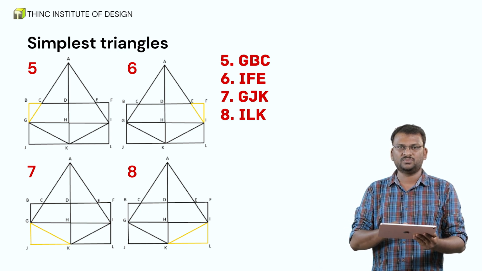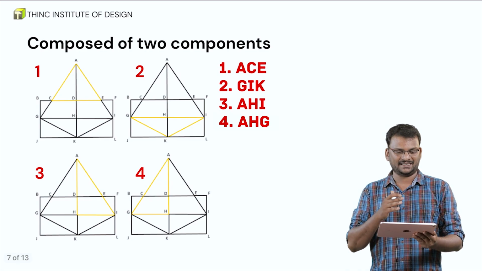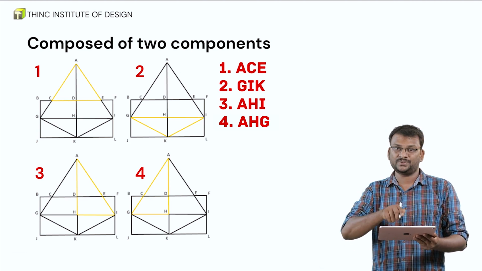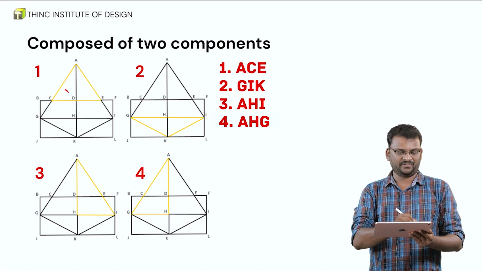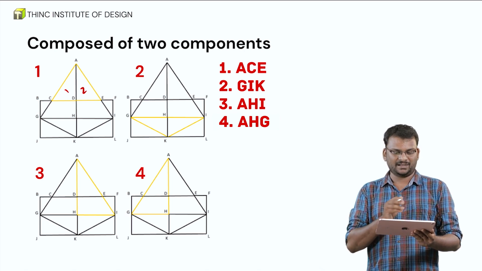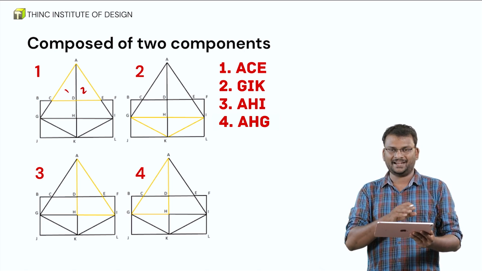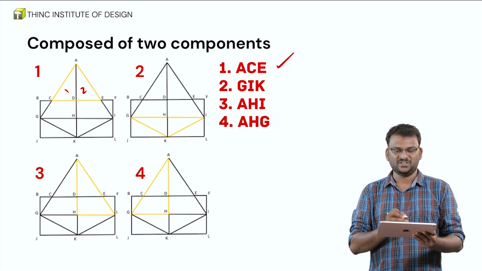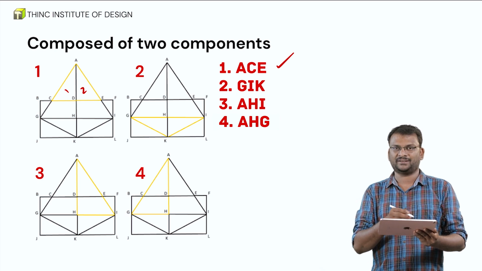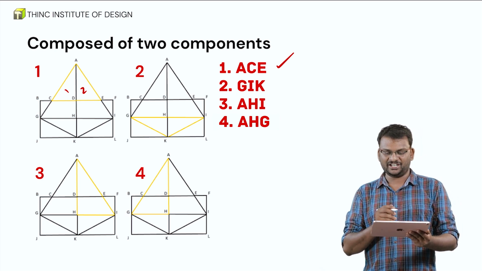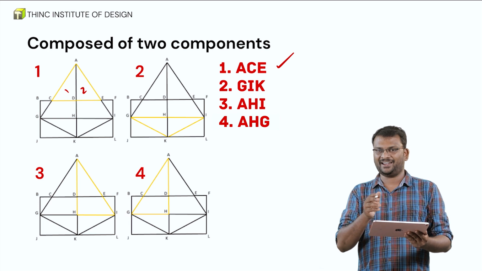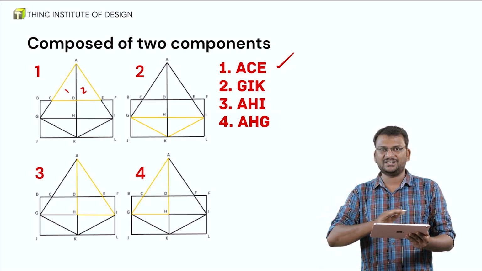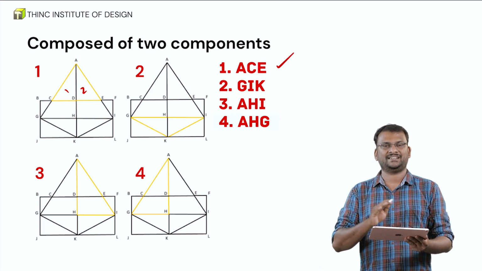Now we are about to move to the next part, that is two-component triangles, or triangles composed of two components. Here you can find component number 1 and component number 2, and this makes a triangle called ACE. Similarly, when you observe the bottom in the second figure, you can find GIK. Similarly, you can find AHI as well as AHD. So we just finished with the two-component triangles also.